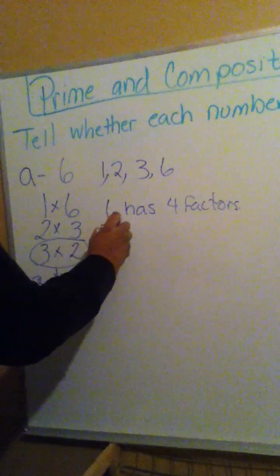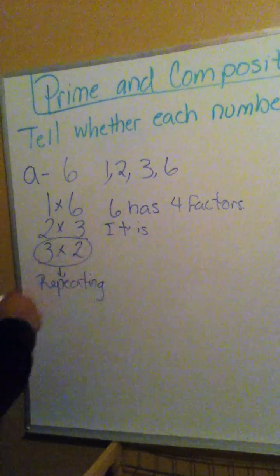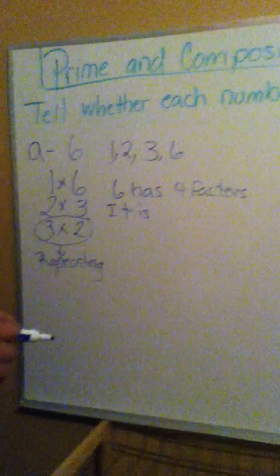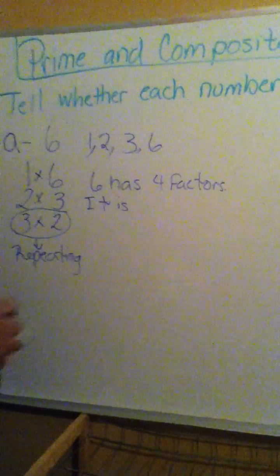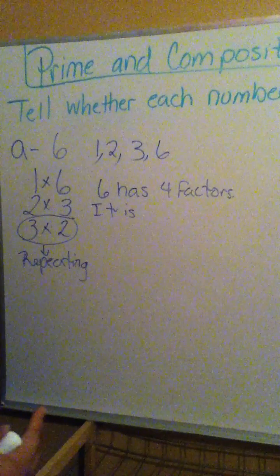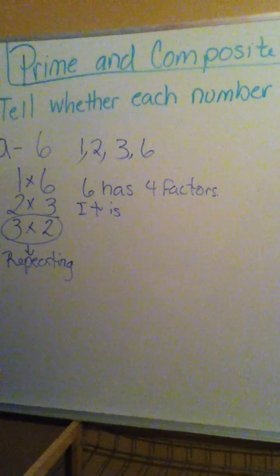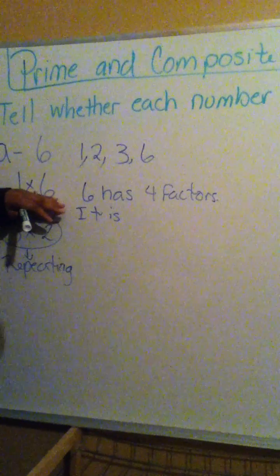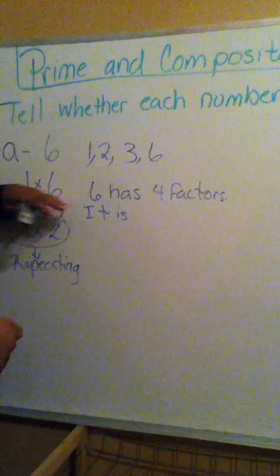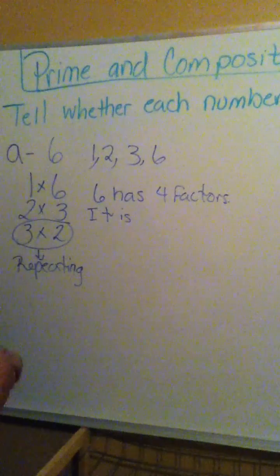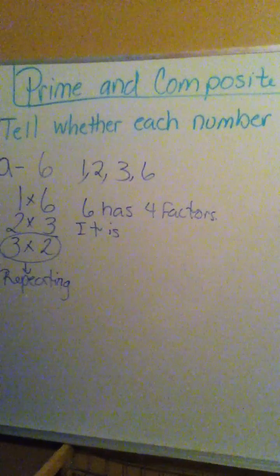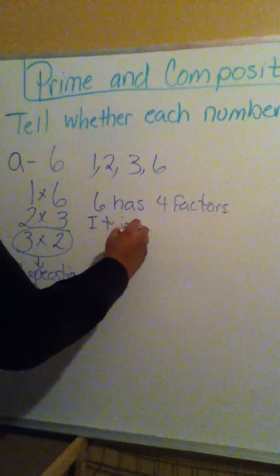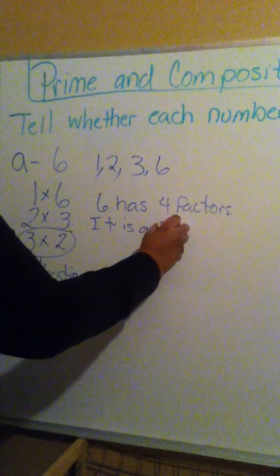Well, let's define prime and composite. A prime number only has 2 factors, one and itself. A prime number will stop right here. One and itself, that's it. It won't have anything else under it. A composite number has more than 2 factors. So in this case, 6 is a composite number.